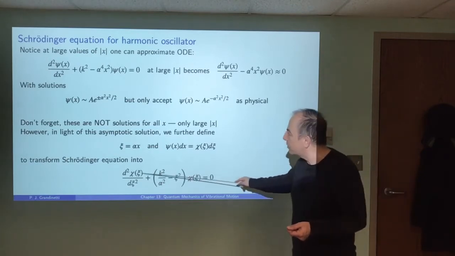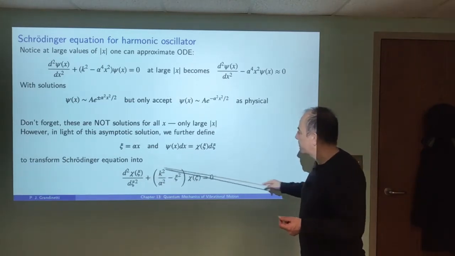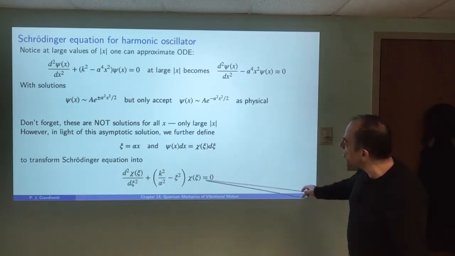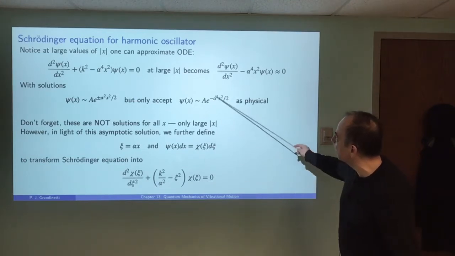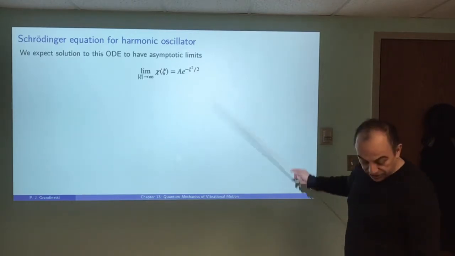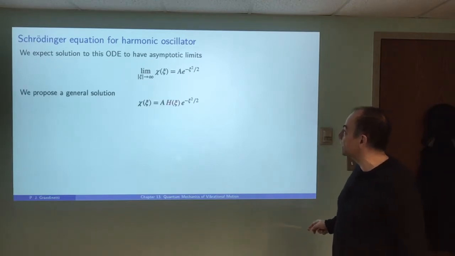So I'm going to make a new wave function. Instead of psi, I'm going to use this chi here that is related by this relationship here. So I've just transformed this differential equation in light of the solution that it should have as x goes to very large values. So that's the solution we expect to have in the large x limit.